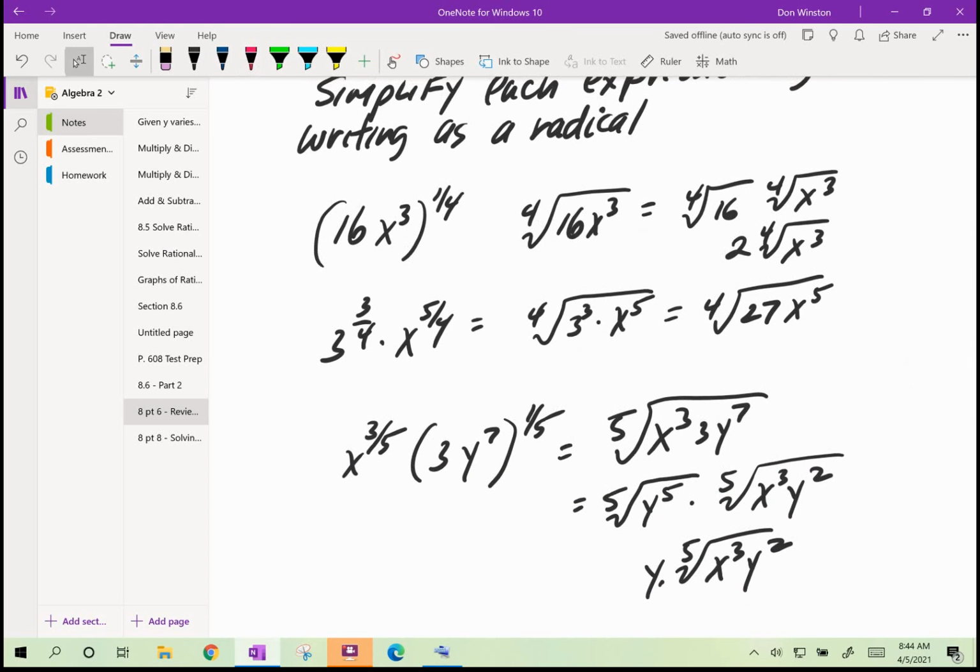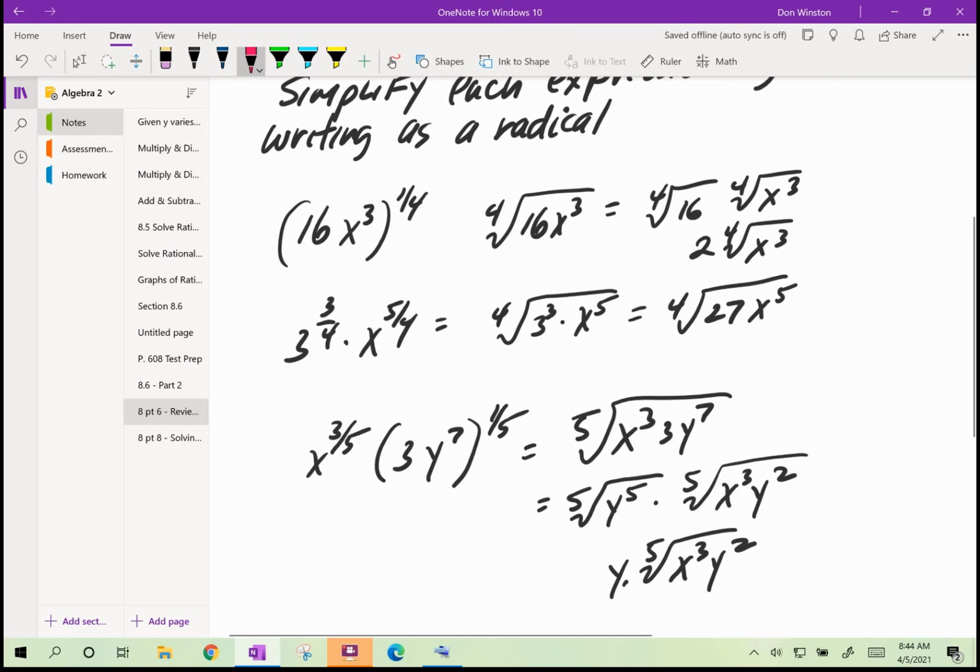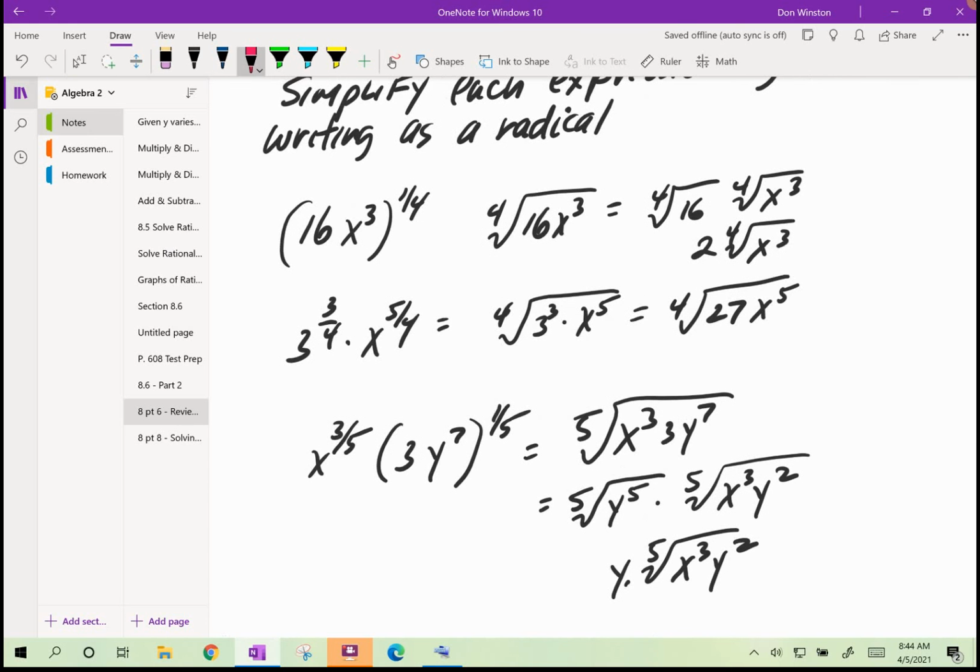3 raised to 3/4 times x raised to 5/4. Again, I can write that as the fourth root of 3 cubed times x to the 5th. Okay. And then 3 cubed is 27, and x to the 5th is x to the 5th, so this would be the fourth root of 27 x to the 5th.